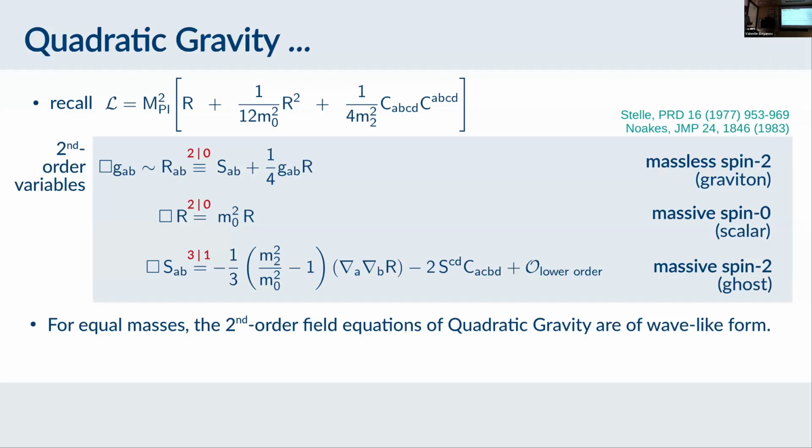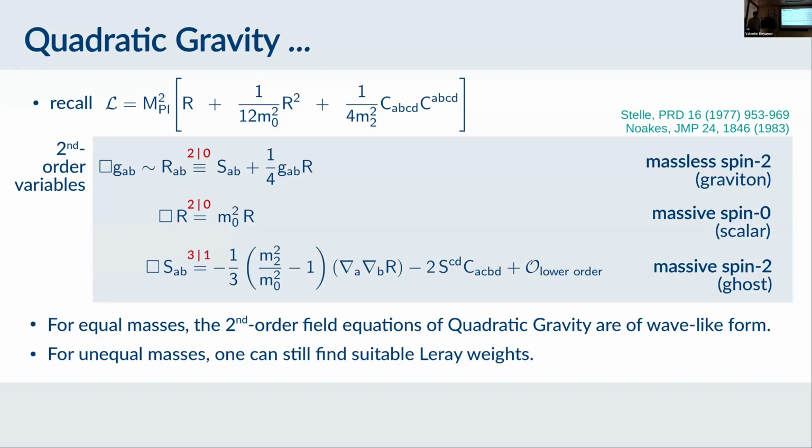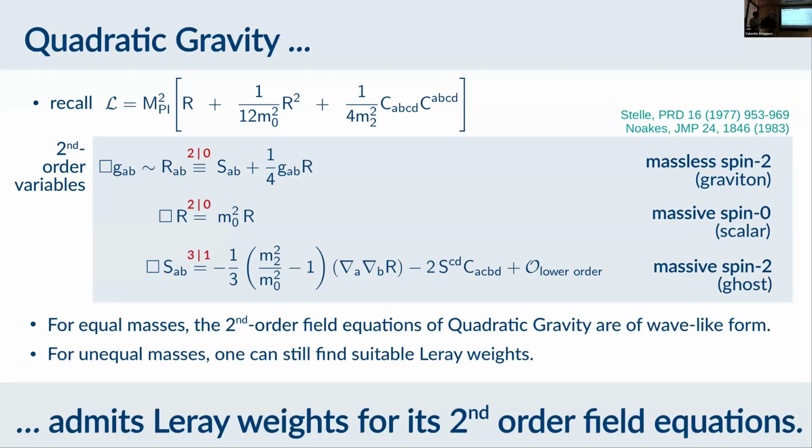And then he explicitly goes through the diagonalization to make the proof. So even for unequal masses, you can find these Leray weights such that you can diagonalize the system. So it admits second order field equations which have the appropriate Leray weights to be able to diagonalize the system. And so by that, you know that the system admits a well-posed initial value problem. Actually formulating the evolution equations in a way such that you can then put them on a computer is a little bit more work. But I'll not get into that.